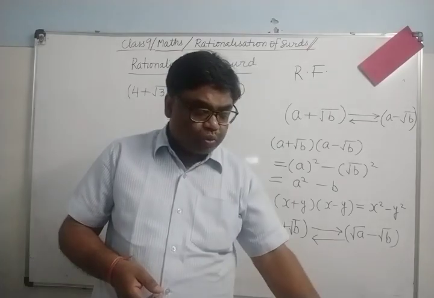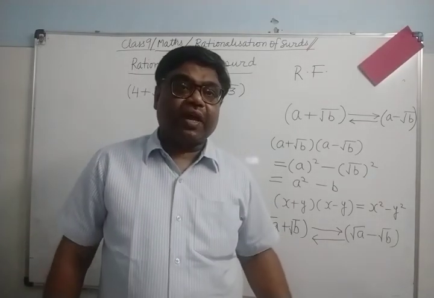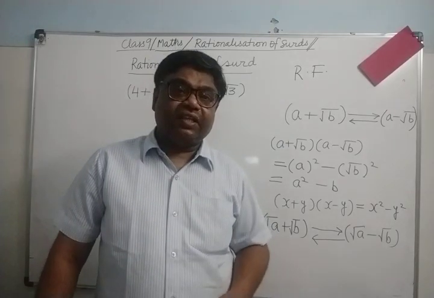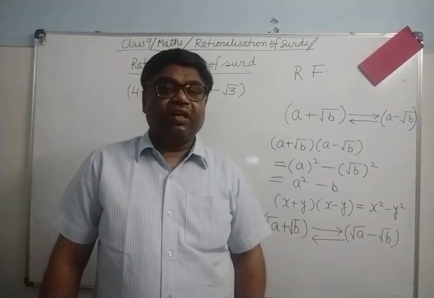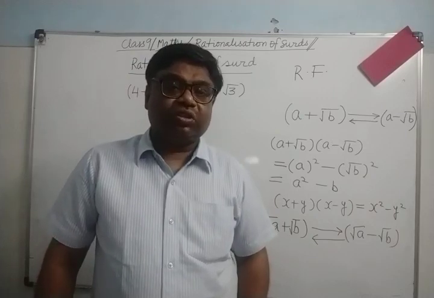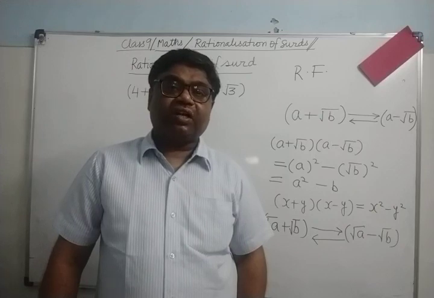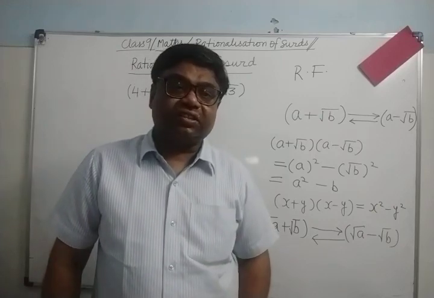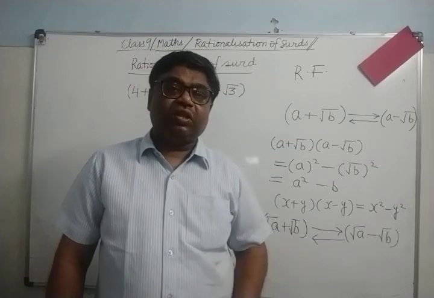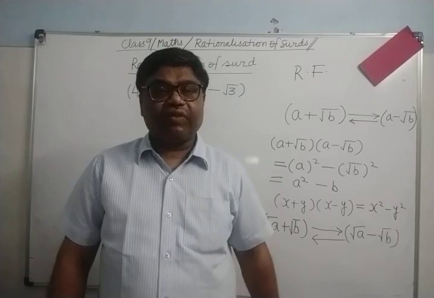It's clear? So what is rationalization? It is the process of multiplying a surd by another surd so that the product is a rational number. When we multiply one surd by another surd and the product is a rational number, that process is called rationalization. And both the surds are called the rationalizing factor of the other.